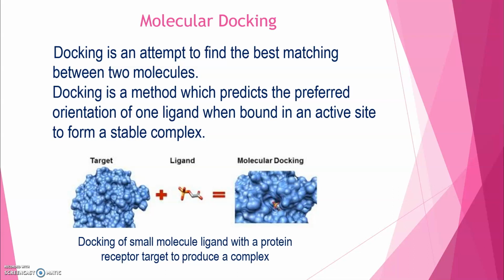So molecular docking is a bioinformatics modeling which involves the interaction of two or more molecules to give a stable adduct. Docking is also a method which predicts the preferred orientation of one ligand when bound in an active site to form a stable complex. You can see in this picture, when the target, that is a receptor present in the body, binds with the ligand, it forms a very stable adduct or complex, and the process is called molecular docking. So docking of a small molecule ligand with a protein receptor target produces a complex.